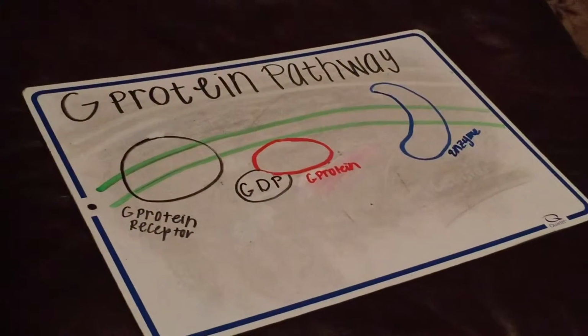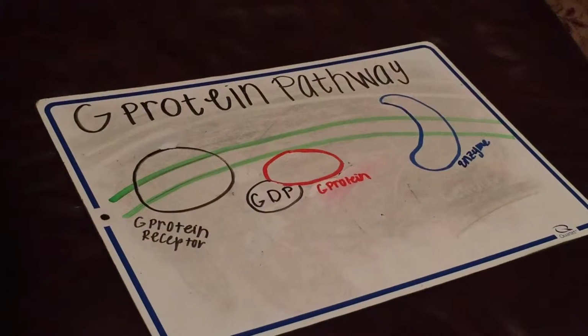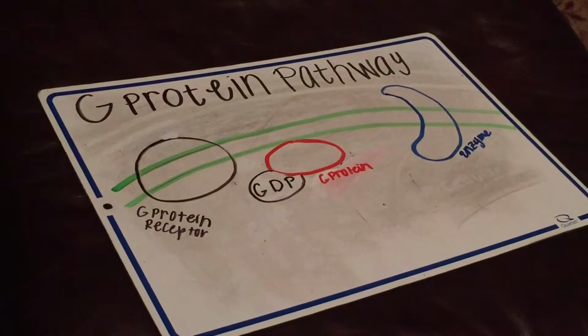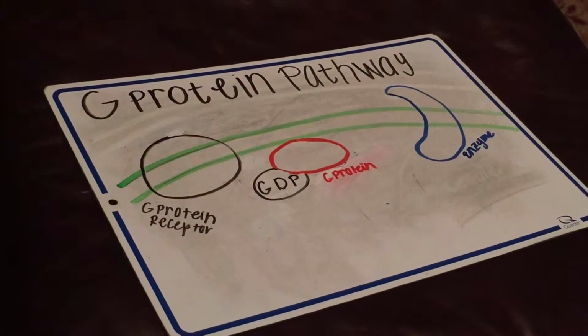G protein-linked receptors are attachment points for ligands. They change shape when proper ligands attach, which makes phosphorylation possible. All cells have G protein receptors. They allow cells to interact and respond to their environments.